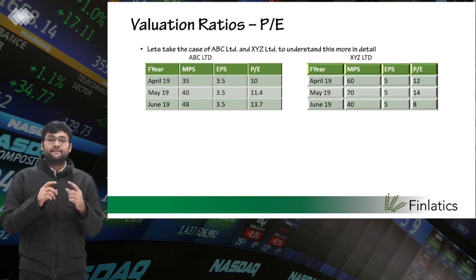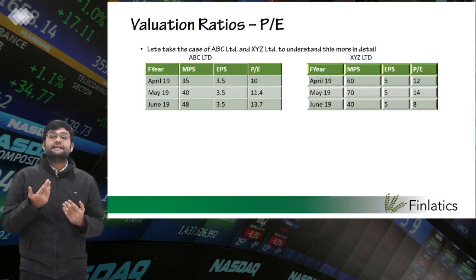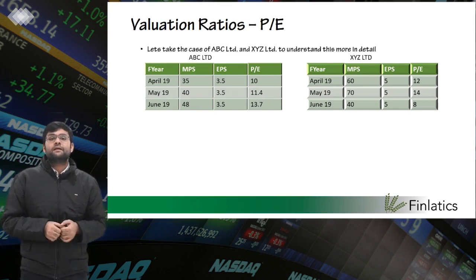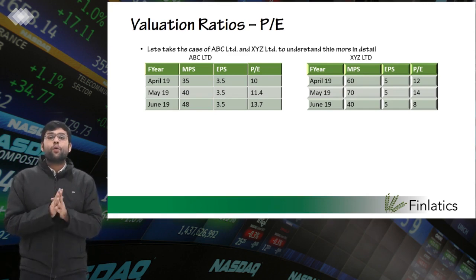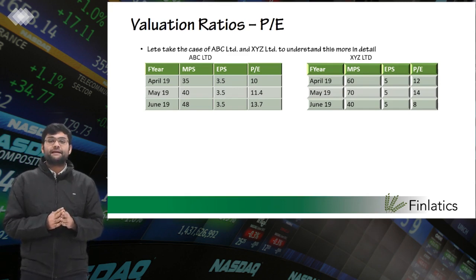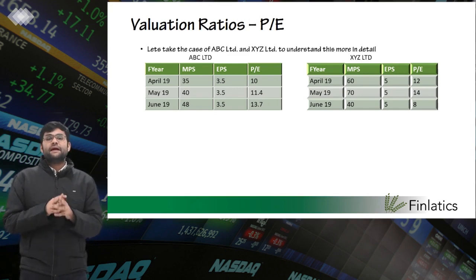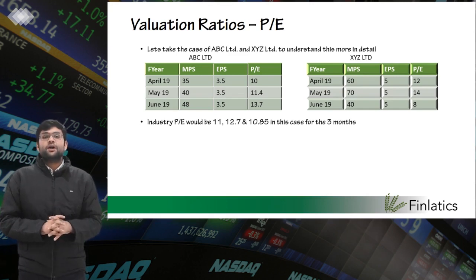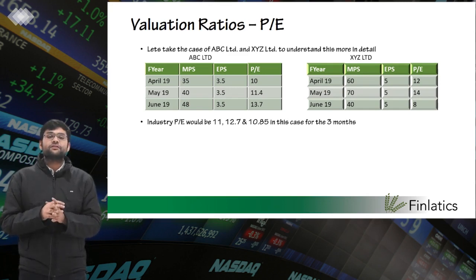As we have taken the same financial year in both cases, you can see that the EPS for each company stands fixed and same. If these two were the only two companies operating in the industry, PE would be 11 for the month of April, 12.7 for the month of May, and 10.85 for the month of June.